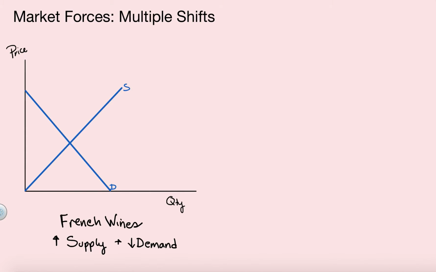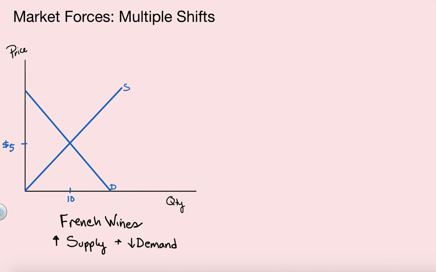All right, so to start off with, let's look at where this market is in equilibrium. Let's say that in Bevmo there are 10 bottles of French wine that are being sold every day. Okay, and those wines go for, well, let's just say $5 a bottle. This is not expensive French wine.